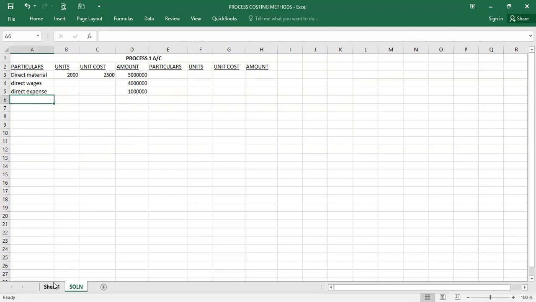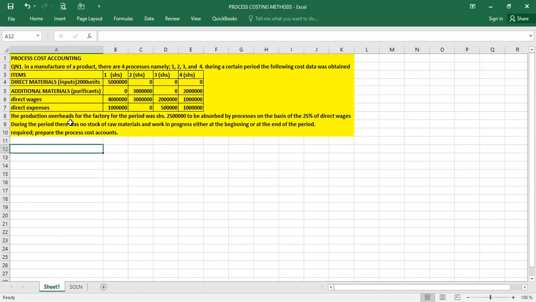But remember in the question they gave us also that this production overhead is absorbed by all these processes using 25% of the direct wages. What this means is that when you get the 25% of the direct wages, that will be for each process. Let's say the 25% of process 1, this is 4 million, this is 3 million, this is 2 million, this is 1 million. When you sum them up, they shouldn't exceed 2.5 because the total is 2.5, but the way they accumulated those costs is by getting 25% of this.